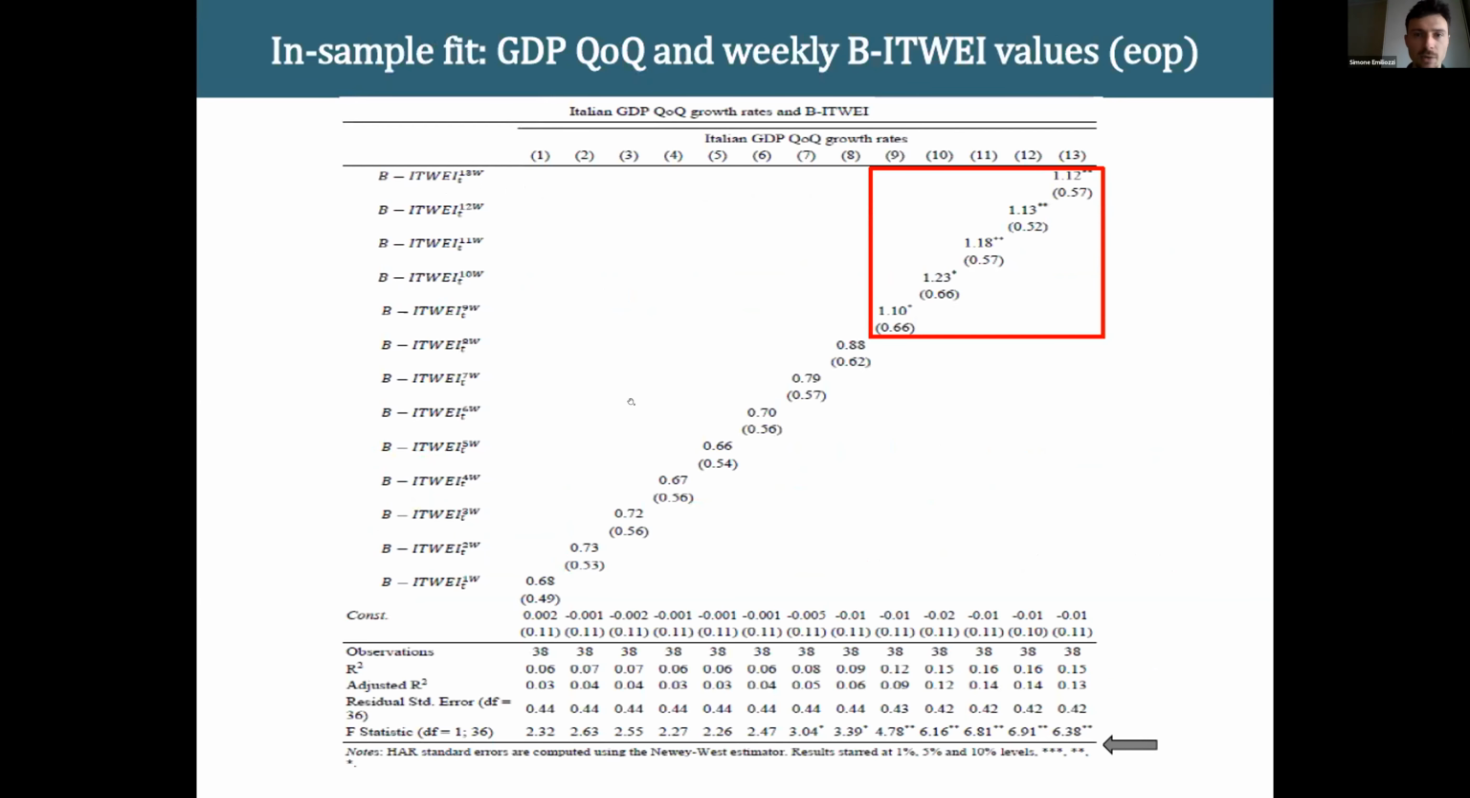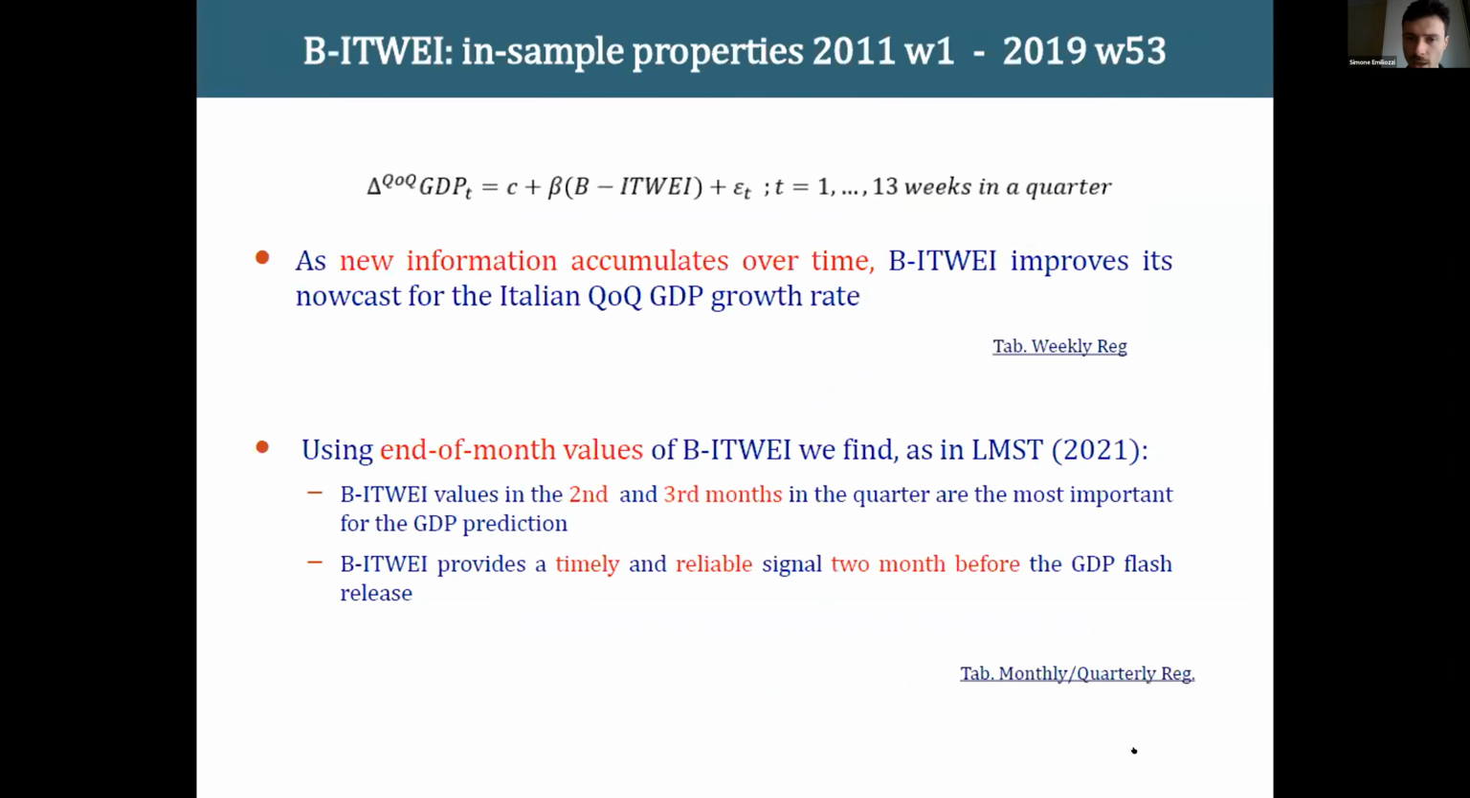Basically, here we regress the GDP QoQ growth rate of Italy on BET weight. And you see, in the first week, we don't have predictability. This is all in sample still. You find a good signal at the end of the second month of the quarter to be nowcasted in the last month. But this is still in sample. These are not out of sample results.